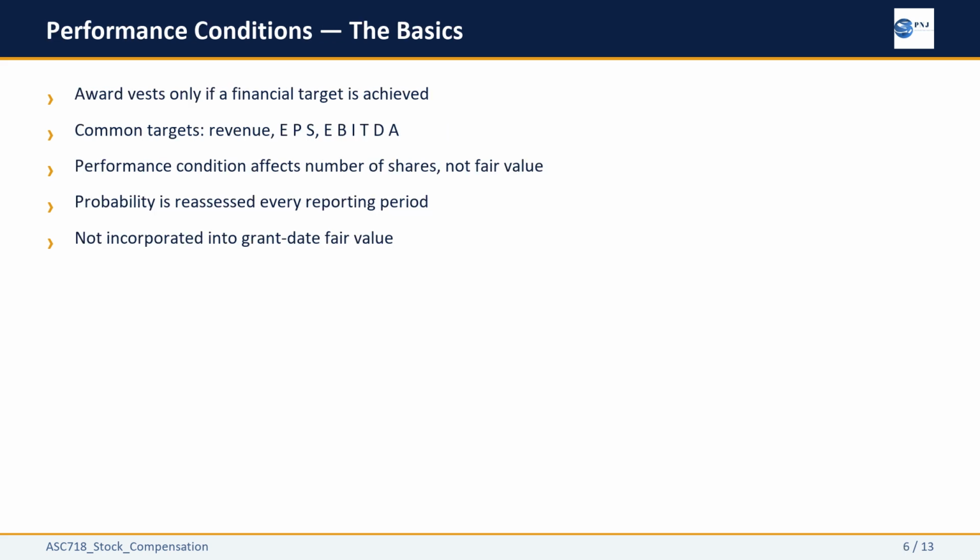A performance condition is a non-market vesting condition, something like a revenue target, an earnings per share goal, or an EBITDA threshold that must be achieved for the award to vest. Here is the critical distinction. Unlike market conditions, performance conditions are not baked into the grant date fair value. Instead, they affect the number of shares the company expects to vest, and that number is updated every single reporting period as performance evolves. The grant date fair value stays fixed. What changes is how many shares you multiply it by.